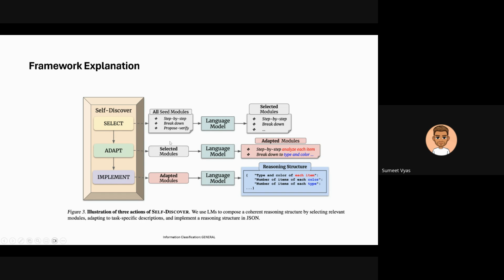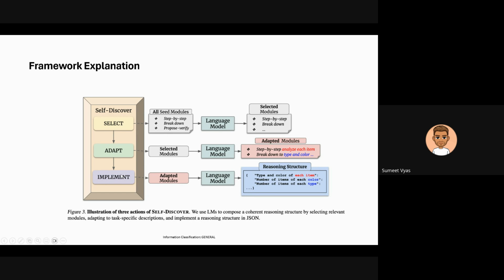Once we have all the selected modules, we tell the model to adapt. What does adapt mean here? For all the selected modules, maybe it has selected 5 or 10 important modules, it needs to adapt these modules. That is, maybe fine tune it, maybe change the language of it, or do some modification such that the model says, okay, this is the version of the prompt, or the version of the module you need to use. So the second step generates adapted modules.